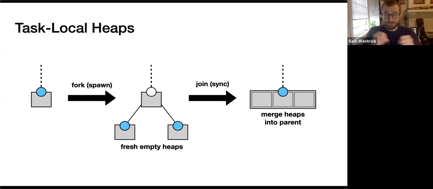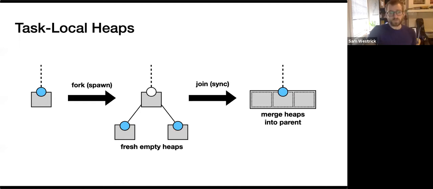Whenever you fork, you create fresh empty heaps for the new tasks that you created. And then when you synchronize, or when you join those tasks back, you merge their heaps back up into the parent. So anything that the children allocate gets returned back up to the parent task when it completes. This lets us do allocation really efficiently in parallel, because when you do an allocation, you know that you have a dedicated heap for that allocation.